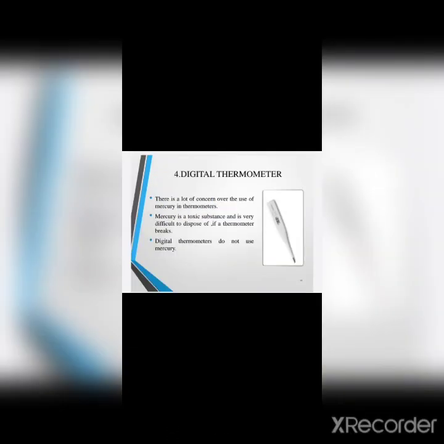Digital thermometer. There is a lot of concern about the use of mercury in thermometers, as when a thermometer breaks, the mercury leaks and it is harmful to us. Mercury is a toxic substance and is very difficult to dispose of also. So in that case, we use the modern thermometer, that is the digital thermometer. This digital thermometer does not have mercury in it.